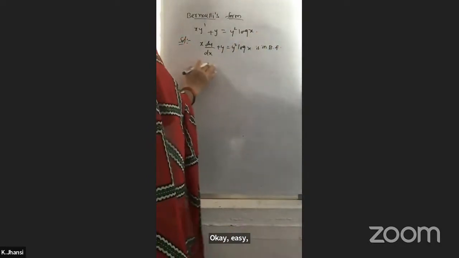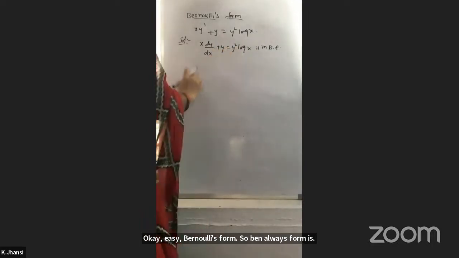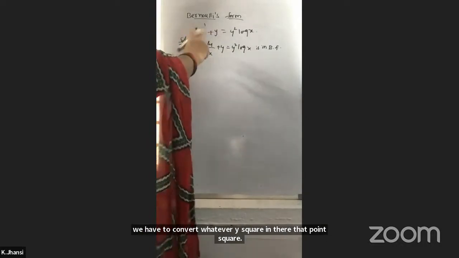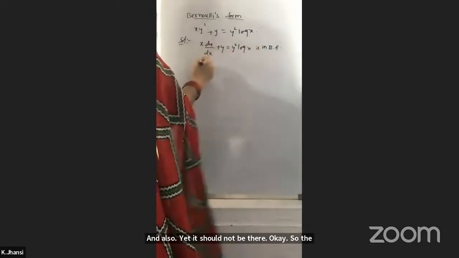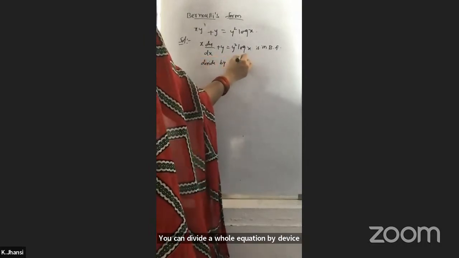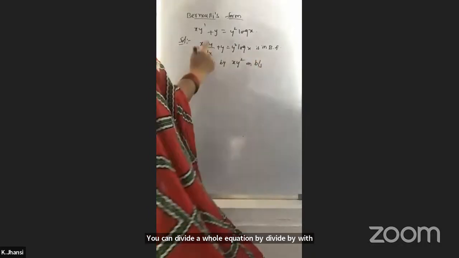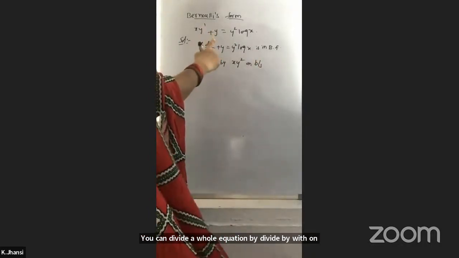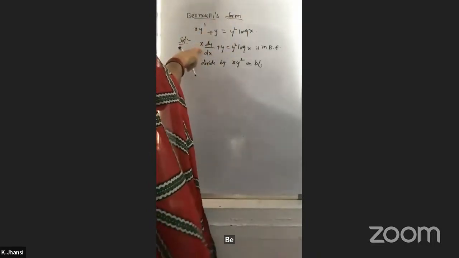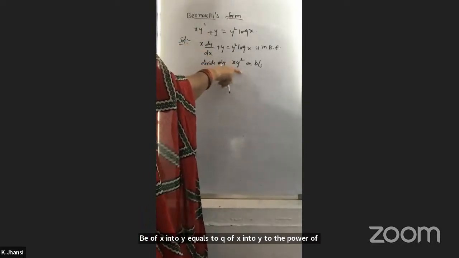Now we have to convert whatever y square is there, and also here x should not be there. So to cancel out both of them, you can divide the whole equation by x into y square on both sides. What is the Bernoulli's form? Dy by dx plus p of x into y is equals to q of x into y to the power of n. Here also the coefficient should not be there. So to cancel out this one, we are dividing with x y square.